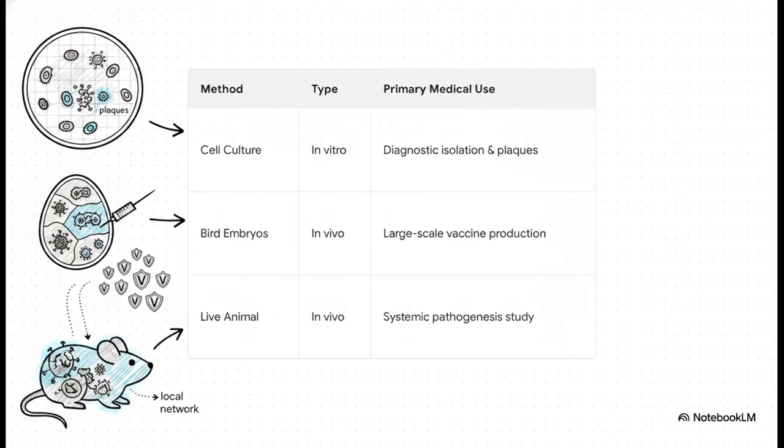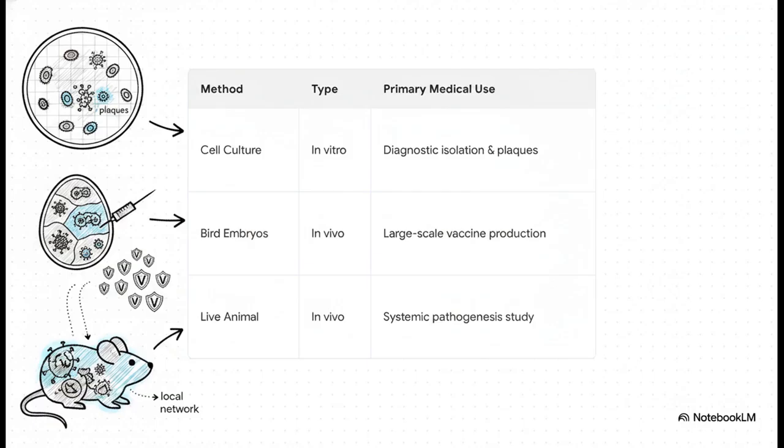Then we have bird embryos. These act like tiny, self-contained in vivo incubators. We actually micro-inject viruses into them to mass-produce stuff like our annual flu vaccines. And finally, live animal inoculation. This uses specialized models like lab mice to study systemic pathogenesis, basically seeing how a whole living immune system handles the infection.